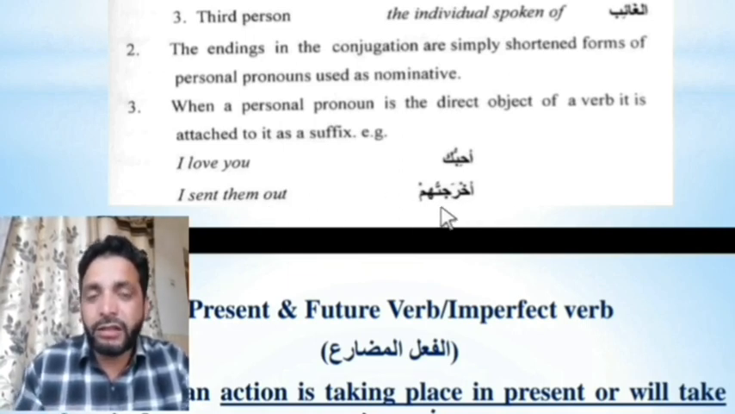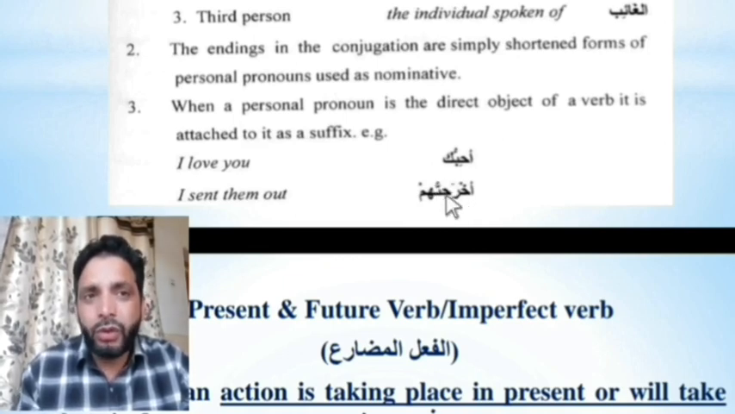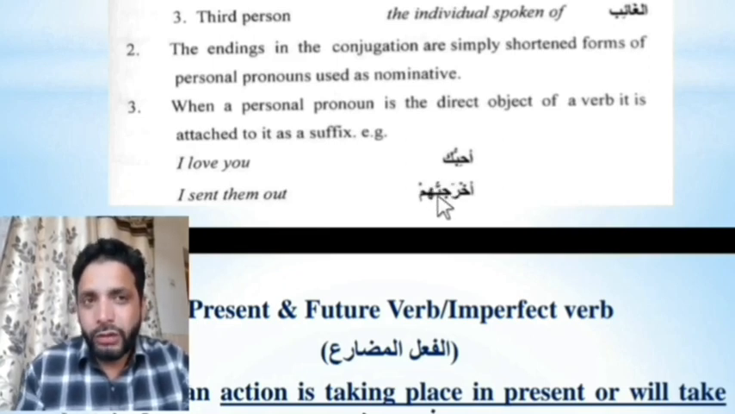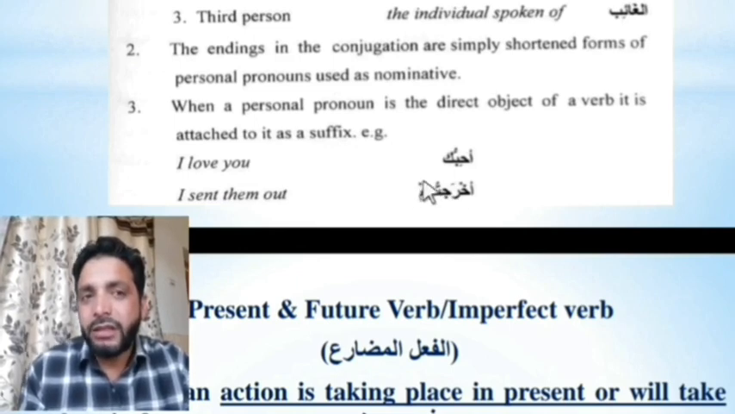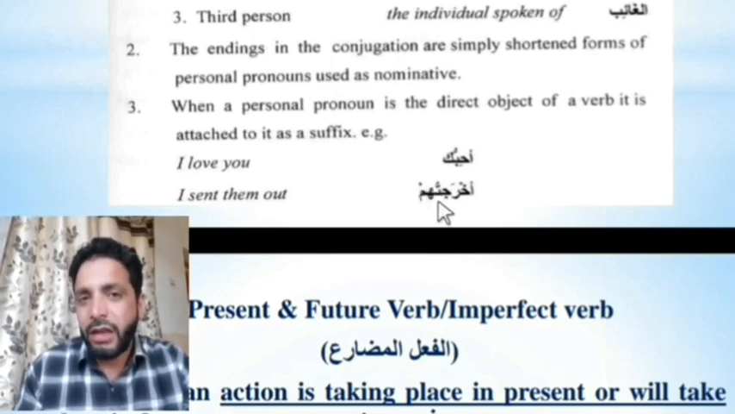And similarly, أخرجتهم, I sent them out. أخرجت, this tu is the attached pronoun, representing the first person, mutakallim. But when I added this personal pronoun to this verb, it became hum. This hum is a pronoun attached to the verb, أخرجتهم, but it occurs as an object. So the shape is just as the shape in nouns.